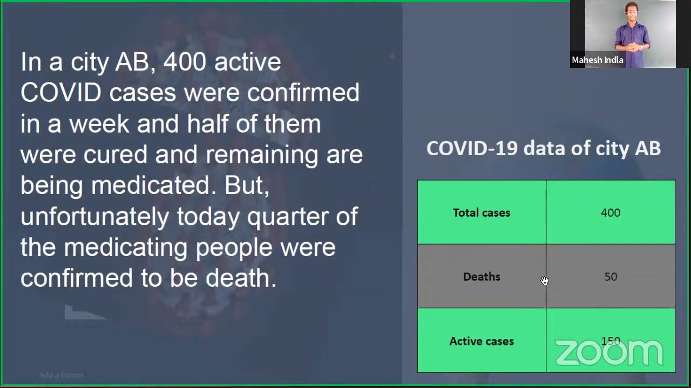Really, is there any form to represent the data? Let us see what that is. On the slide, on the right hand side, you will find a table with the title COVID-19 analysis in the city AB. There you will find the table: total cases 400, deaths 50, active cases 150. Here you know the same information as in the statement on the left hand side.